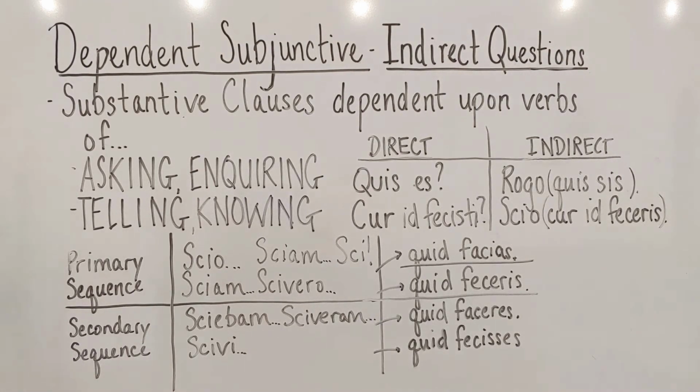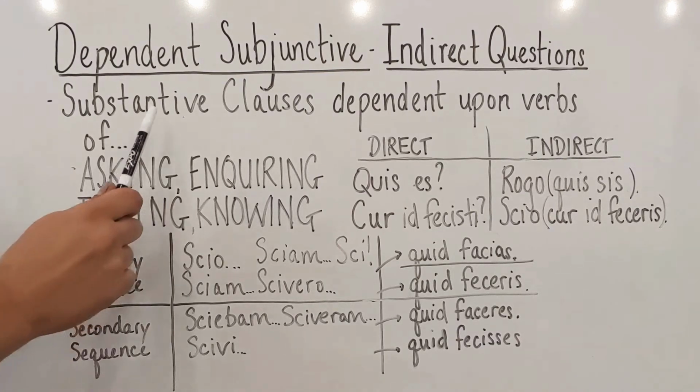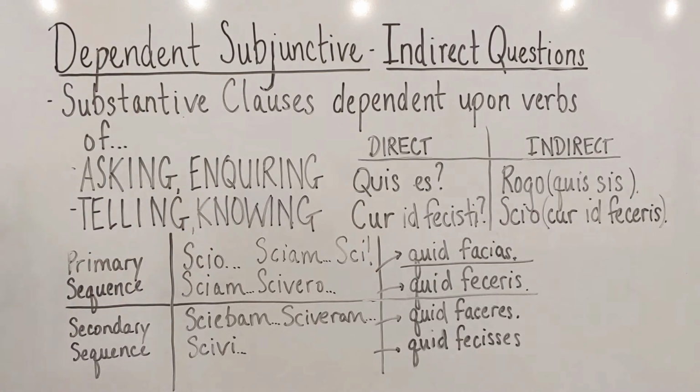This is a short lesson on dependent subjunctives, focusing on indirect questions. Indirect questions are very similar to indirect statements and indirect commands in that all three are substantive clauses, in that they are noun clauses. And a quick review, what I mean when I say they are noun clauses: for an indirect statement, the indirect statement is an object of verbs of saying, of thinking, hearing, perceiving.